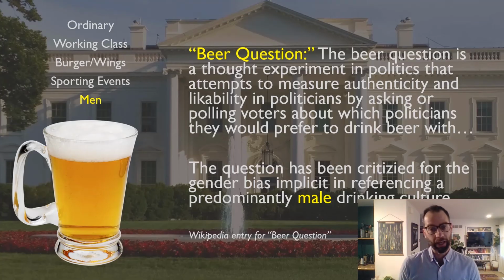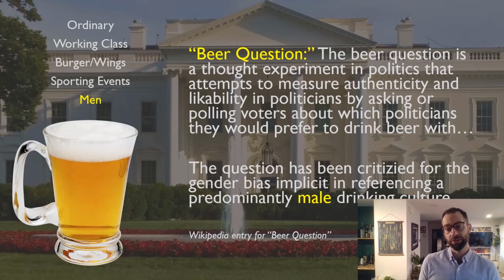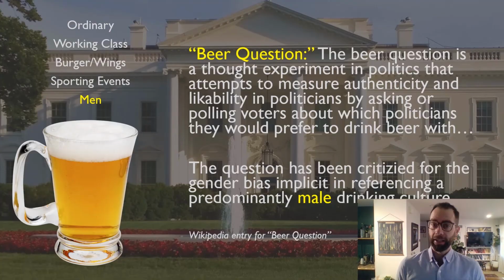And in fact, the Wikipedia entry for beer question offers this same critique. Or it at least suggests that this critique has been made in popular culture. It says, the beer question has been criticized for the gender bias implicit in referencing a predominantly male drinking culture. In other words, if we live in a society that associates beer with a particular gender, and we also have a cultural value in that society that associates beer with the most powerful person in office, well, then we have something of an inherent problem. Or to put it in Barthes' terms, we have a cultural myth that is attached to the masculine association we have in this context with beer with political power.